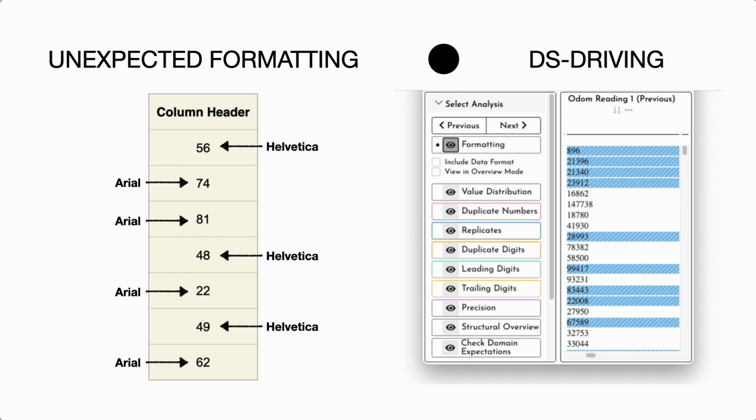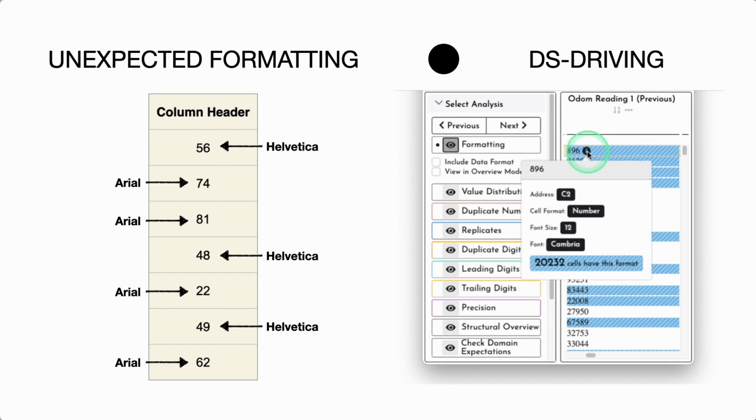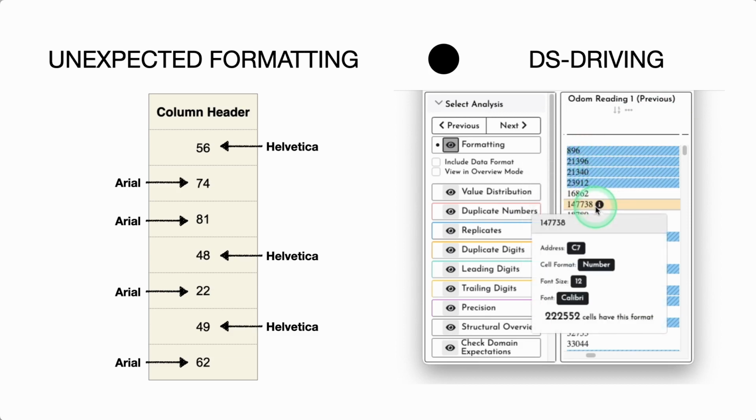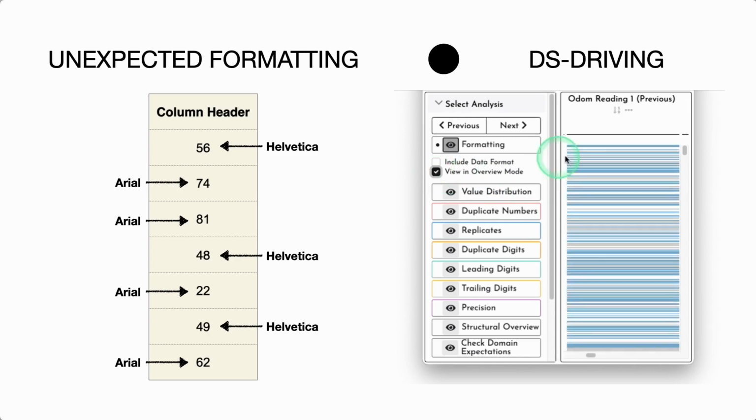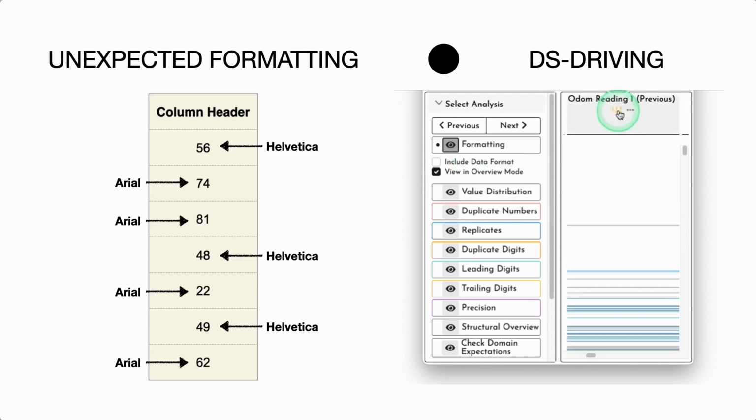Since formatting difference can be visually subtle, we do not recreate them in the tool. Instead, we choose to highlight when there are differences. In this case, blue for Cambria font and white for Calibri font. Switching to overview mode lets more rows fit on the screen, and sorting the data reveals some interesting patterns.